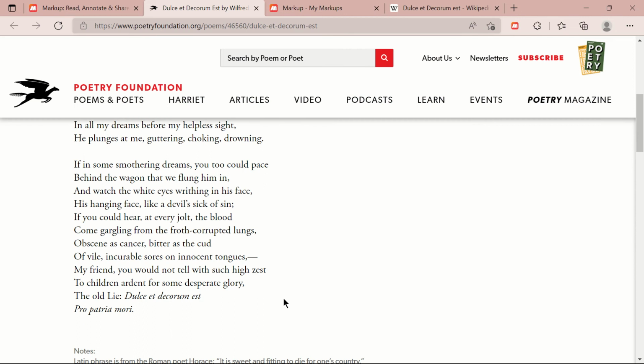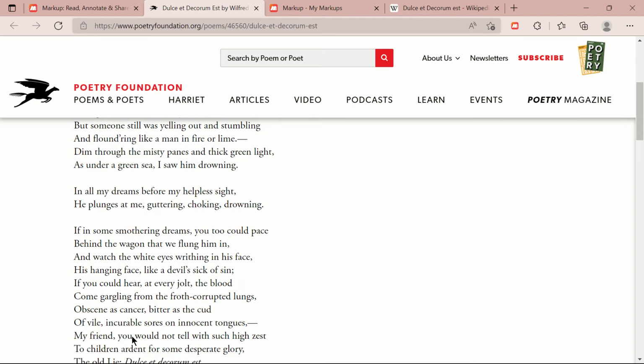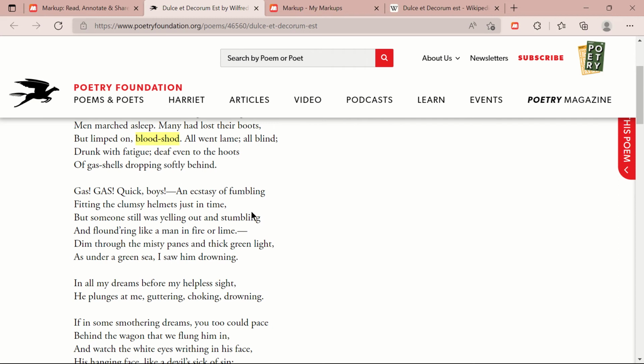And we can see that happen in the first and the last stanzas pretty clearly. Face, pace, in, sin, blood, cud, lungs, tongue, zest, est, glory, mori. Okay, so we have a very formal rhyme scheme going on in our first and last stanzas. Sort of orderly, right? Marching, soldiers in a line. But what happens in the middle of the poem, right? Fumbling, stumbling, time, lime. Okay, so we have A, B, light, sight, drowning, drowning.